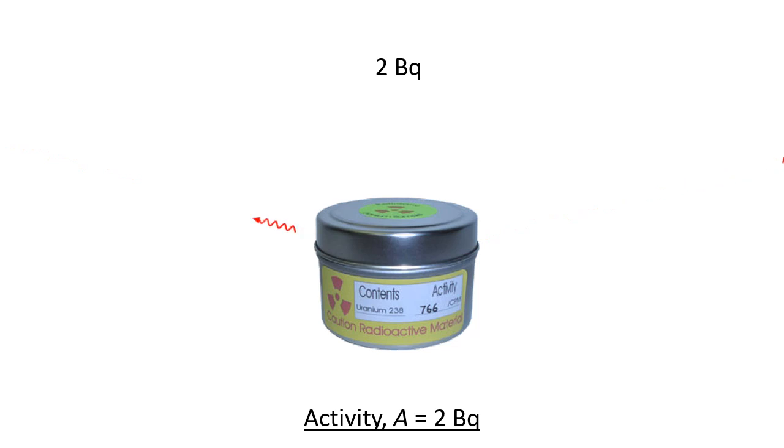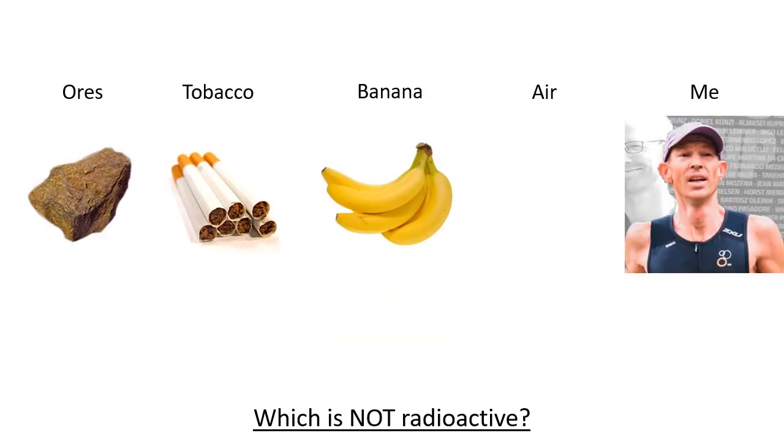So if we have a sample that has an activity of 2 becquerel, then on average 2 nuclei will decay per second. And if the activity is 4 becquerel, then on average every second 4 nuclei will decay. So the question here is which is not radioactive, and the answer is actually they all are.